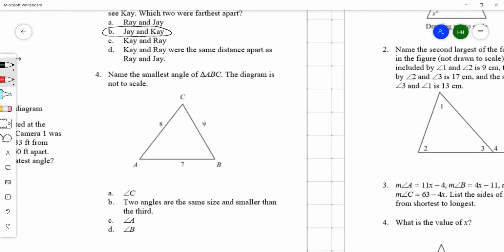Same concept here on number 4. Name the smallest angle of triangle ABC. The smallest angle is going to be opposite the shortest side. Here's your shortest side. The smallest angle is opposite of that. So angle C.